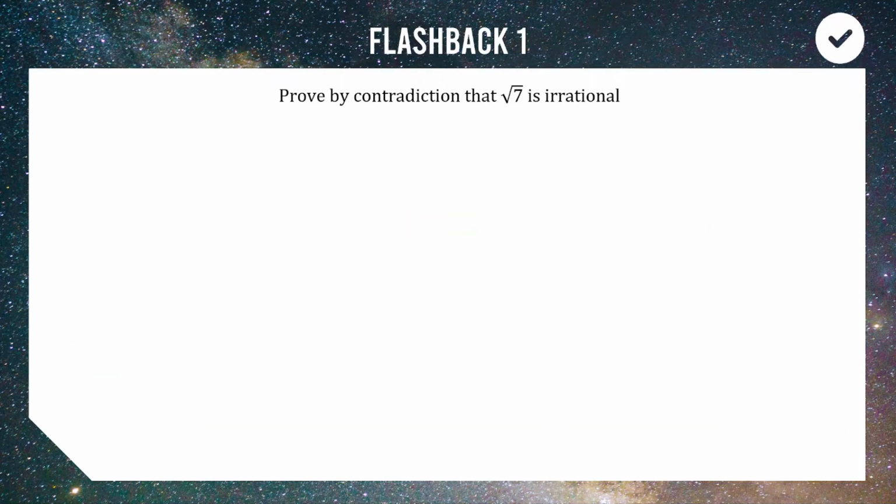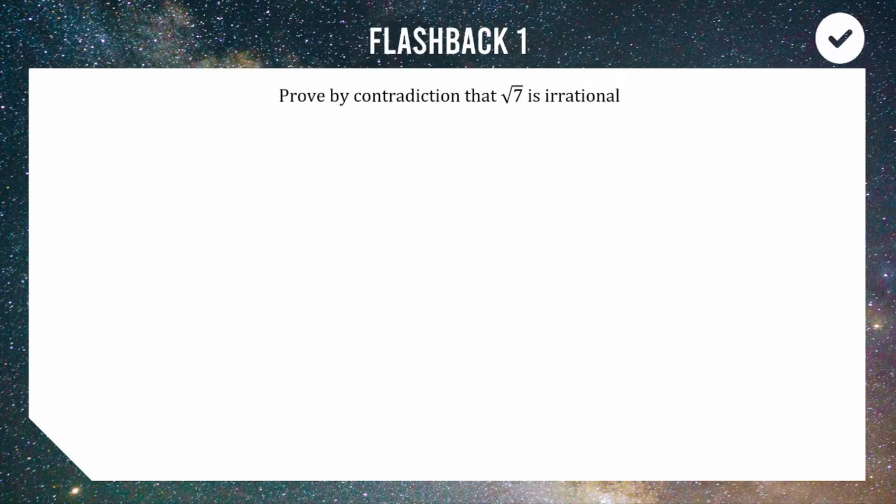We're starting off with a flashback to the proof topic, where we're going to look at a proof by contradiction to show that the square root of 7 is an irrational number. This is going to be a sort of quick version. If you want a longer version of proofs like this, go back to my proof by contradiction video if you are interested. Okay, here we go.